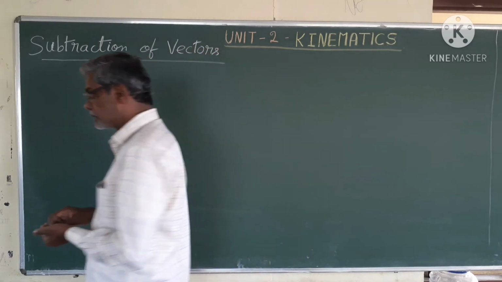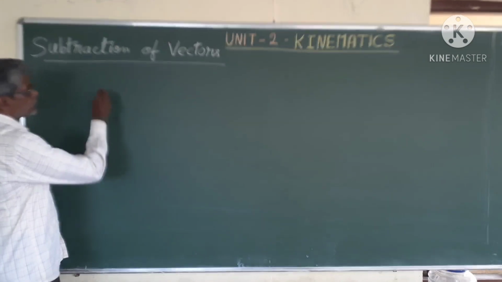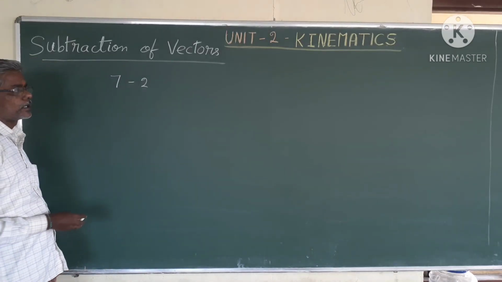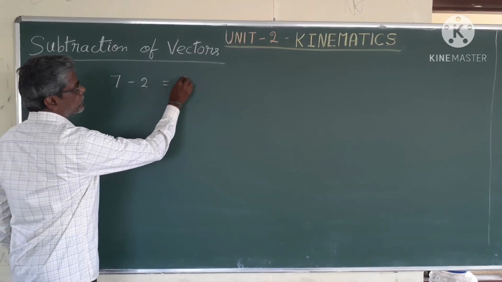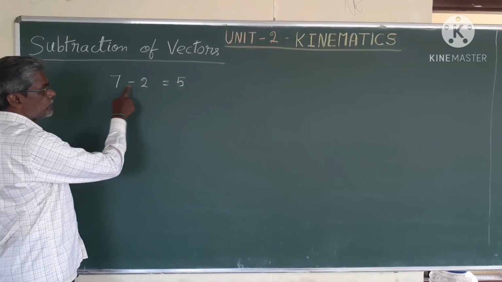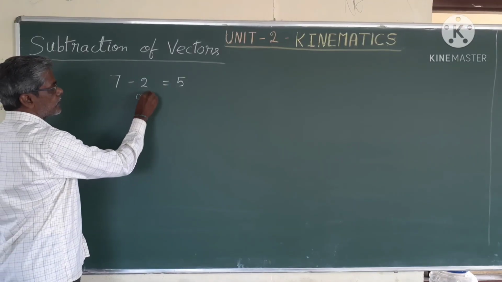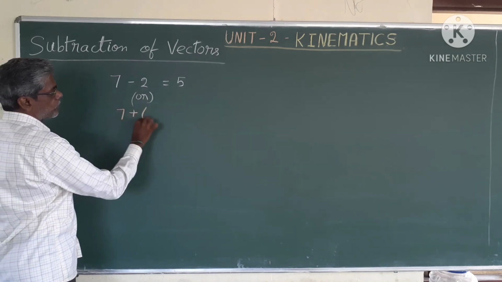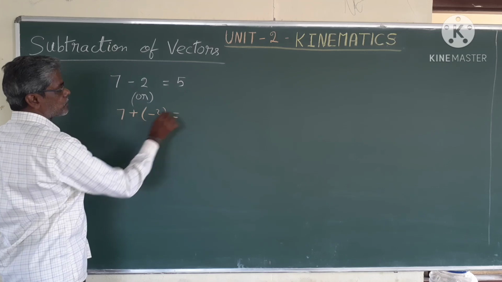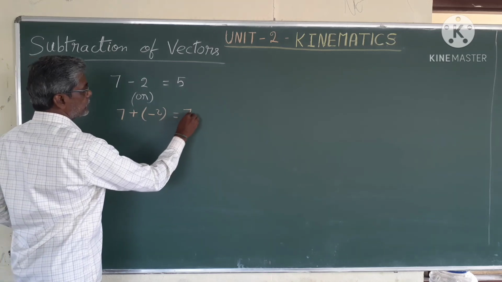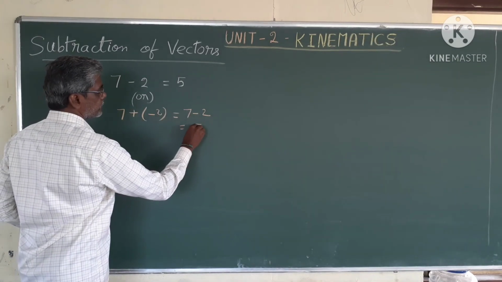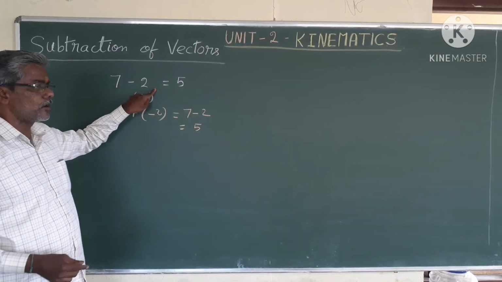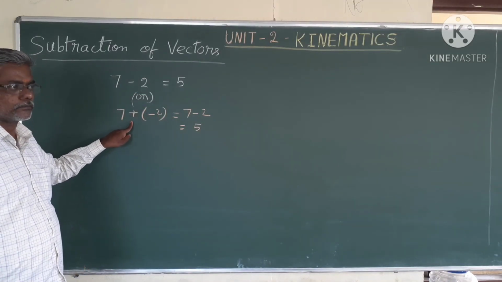Now let us consider an example, 7 minus 2. How can I subtract? 7 minus 2 is nothing but 5. This 7 minus 2, I can even write in this form, that is 7 plus of minus 2, which is 7 minus 2, that is equal to 5. So I can subtract like this or in this form also.